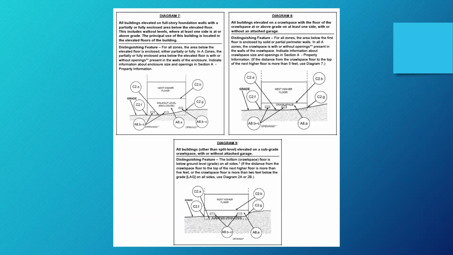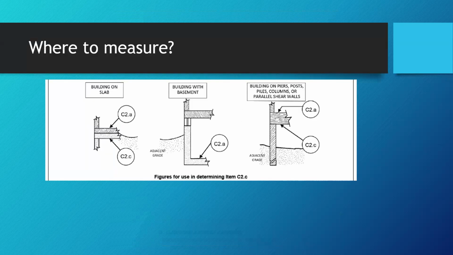And then the same thing for crawl space. It's the top of the bottom floor is the crawl space floor. The floor above that, C2B, is the elevated floor. And then the same diagram 9 is the top of the subgrade crawl space floor, and then C2B is above that. So it's pretty straightforward. These illustrations were always in there, but these have been updated, I think, just to make them more clear.